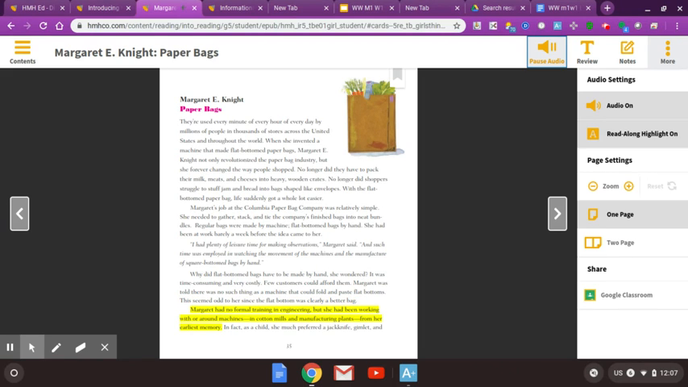Margaret had no formal training in engineering, but she had been working with or around machines, in cotton mills and manufacturing plants from her earliest memory. In fact, as a child, she much preferred a jackknife, gimlet, and pieces of wood to dolls and other such toys.